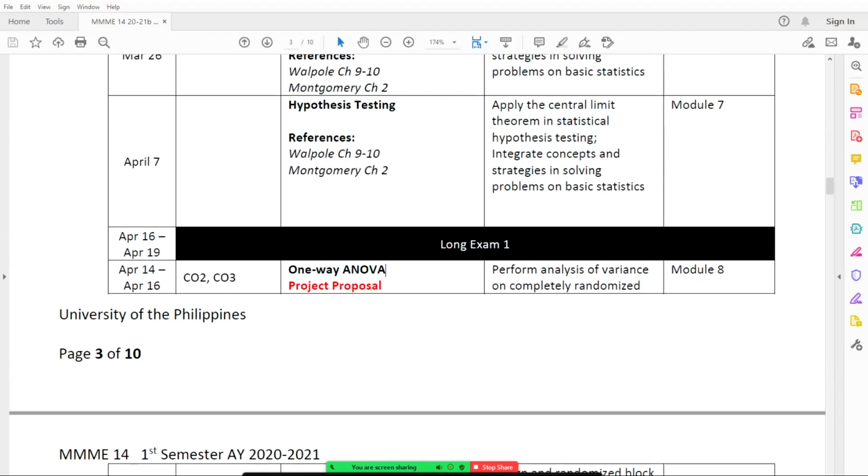Where ba yung purpose? Example ng topic for proposal. Yung example topics is, kung gusto nyo, I can send a parang list of topics from the previous na offerings ng MMME14 para may parang idea kayo kung anong gagawin. Huwag nyo na lang kopyahin yung exact topic nila. Pero pwedeng para magkaroon lang kayo ng inspiration.